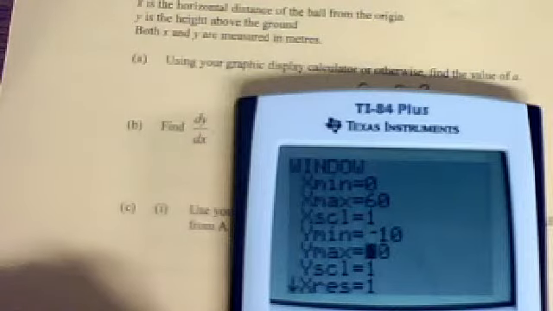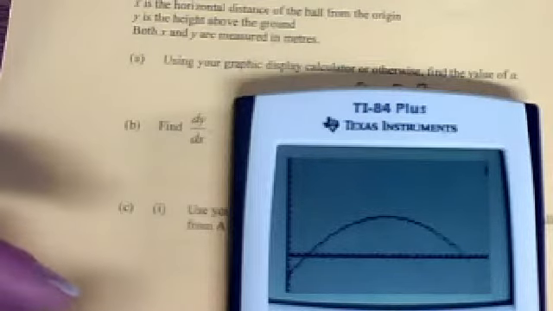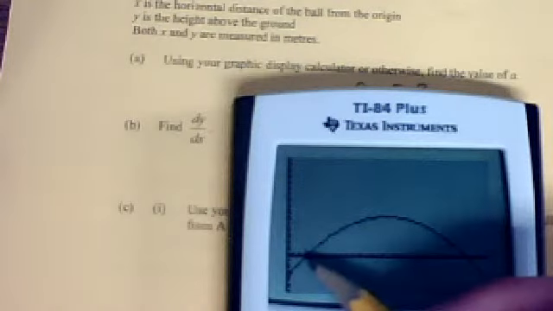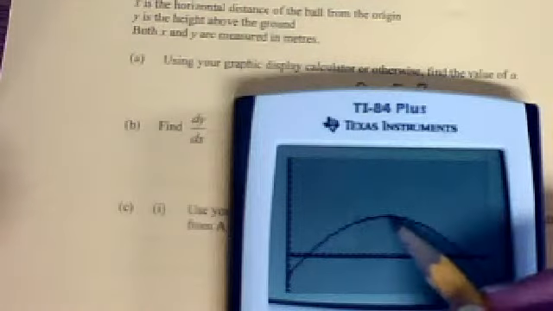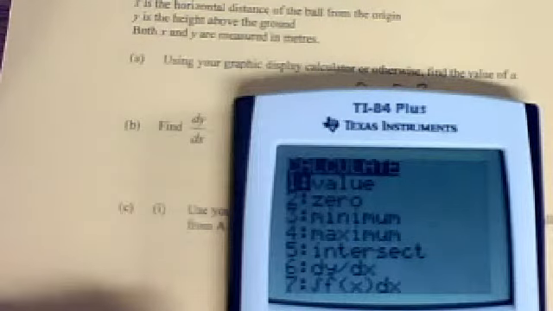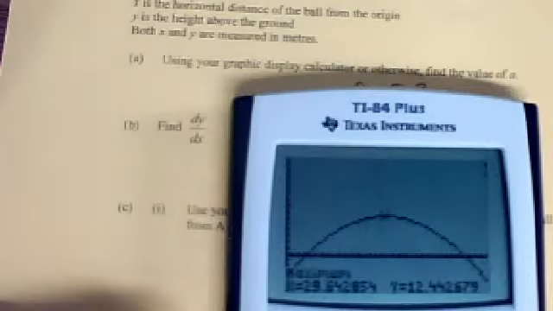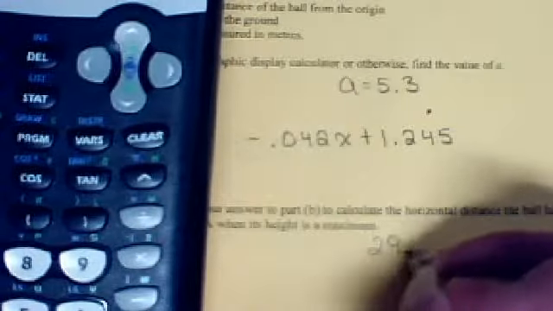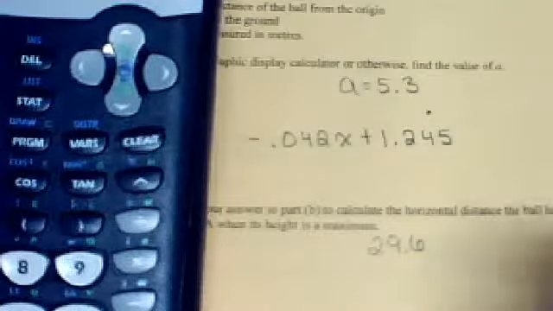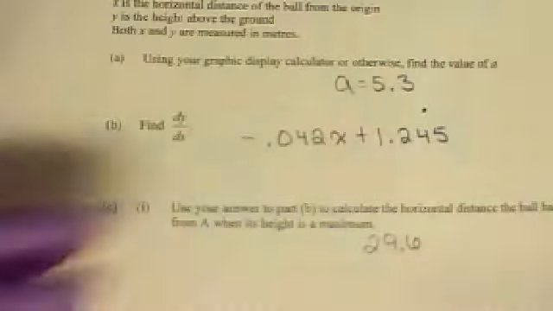I need to get this a little higher too. So I'm going to change that. And I'm just guessing. I want to see if I can see the whole thing. I can't. I can see where the ball got kicked from the ground, went up in the air, and then came back down. I want to know that maximum point. Left bound, right bound, and go for it. The maximum is at 29.6 for the x value, and the vertical height is at 12.4.